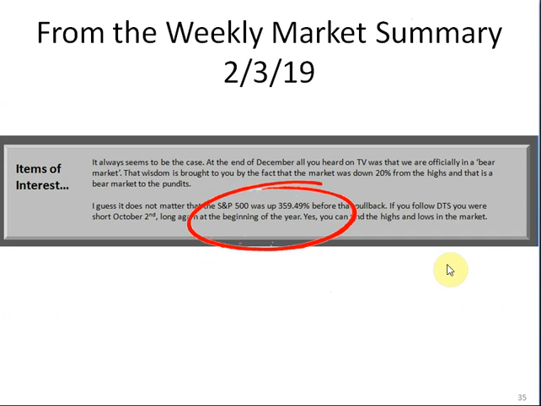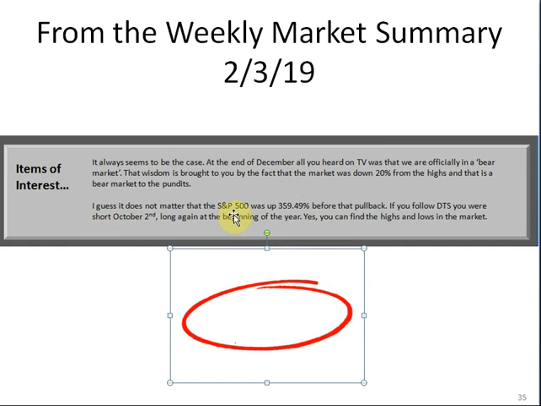I said, I guess it does not matter that the S&P was up 359.49% before the pullback. That's a real number. Now, I went in and figured that. I didn't copy it from here, so maybe I figured it wrong. But going back to the low of 2008 until the high, we were up 359%. But now you pull back 20% and we're in a bear market.